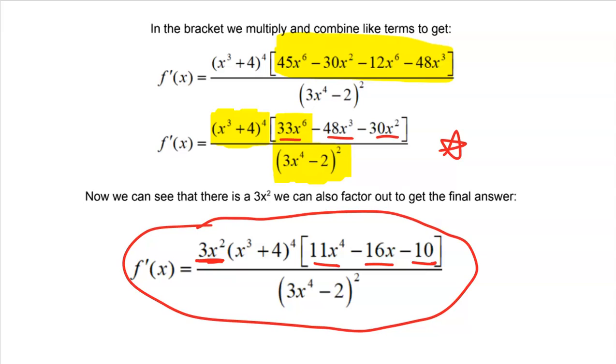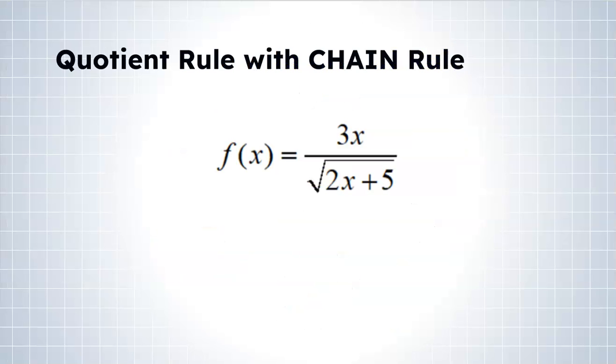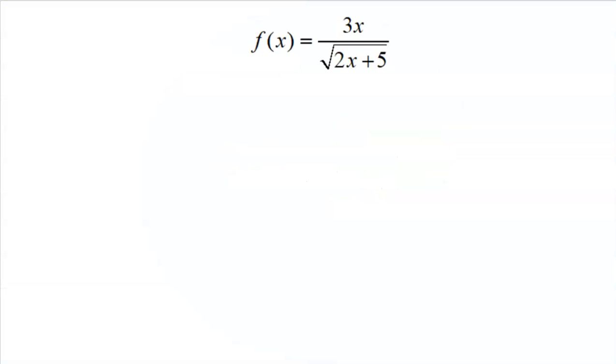All right, so those were some pretty tough problems that involve the use of the quotient and product rules with the chain rules inside of them. Let's do another one that involves a square root. So here's another one with the chain rule, but quotient rule overall. So once again, I do have numerator A divided by denominator B, so I'm going to need my quotient rule. But when it comes time to find the derivative of B, I am going to need to use the chain rule. So let's start this process.